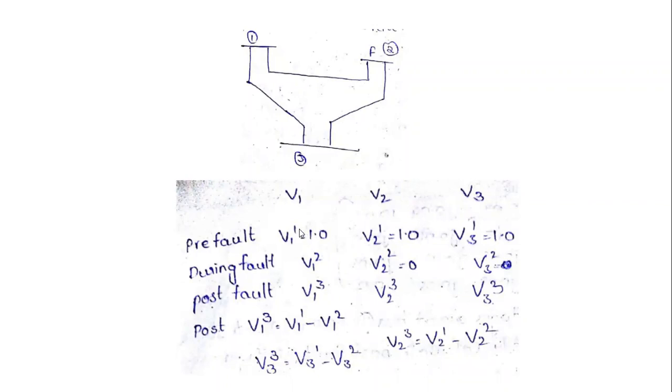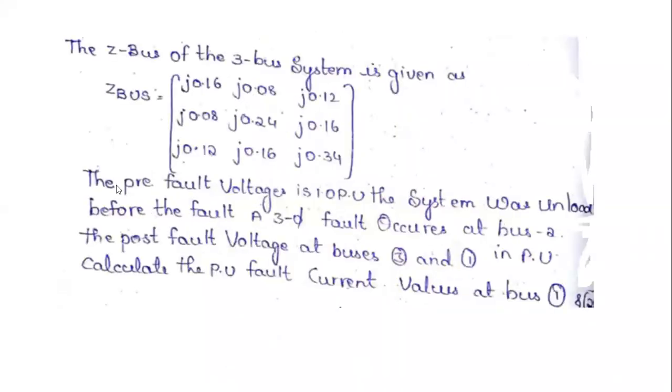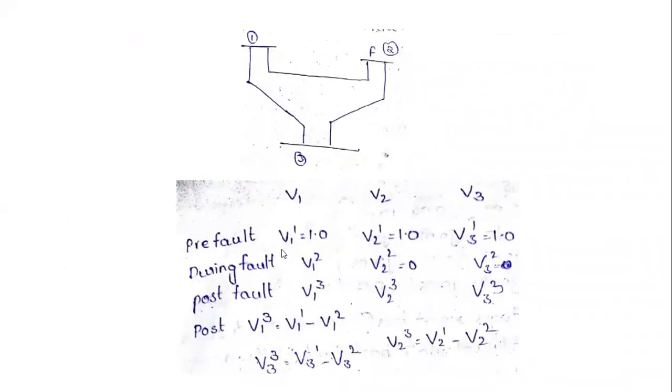We will use the notation that dash means pre-fault, square means during the fault, and cube means post-fault. In the question, only the pre-fault voltage is given, that is 1 per unit for the system. So V1 dash is equal to 1 per unit, V2 dash is equal to 1 per unit and V3 dash is equal to 1 per unit.